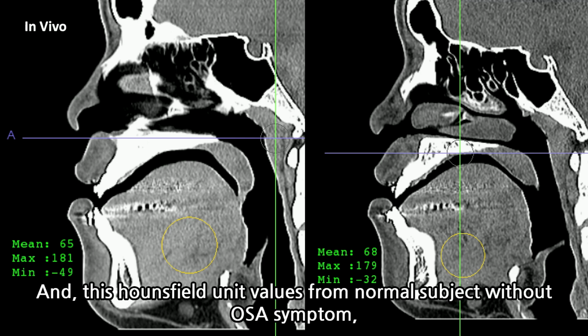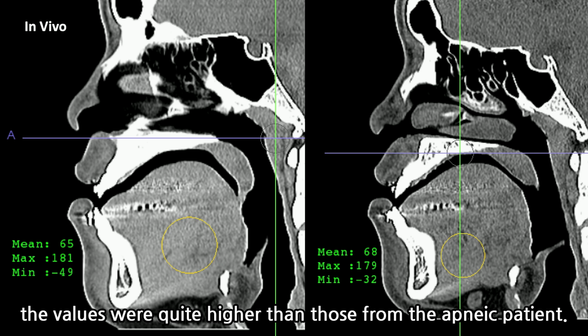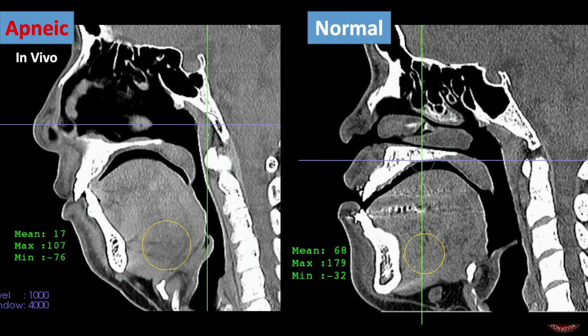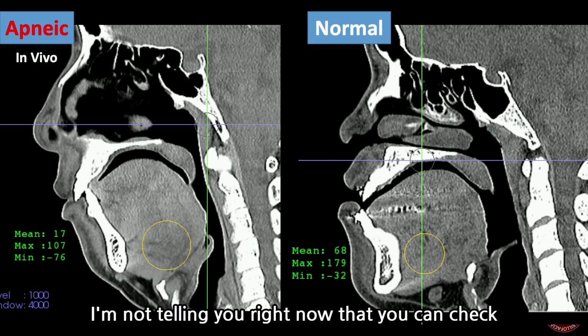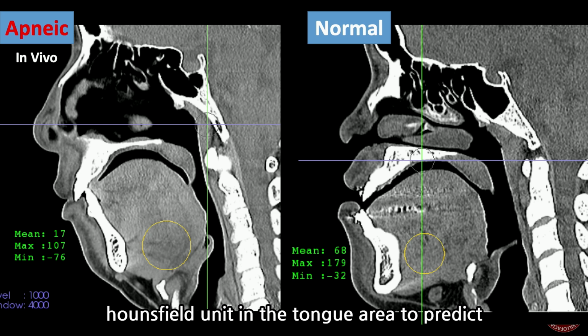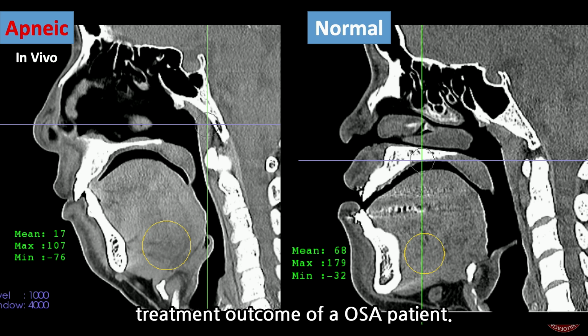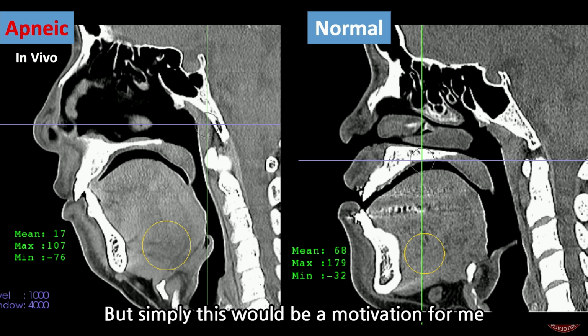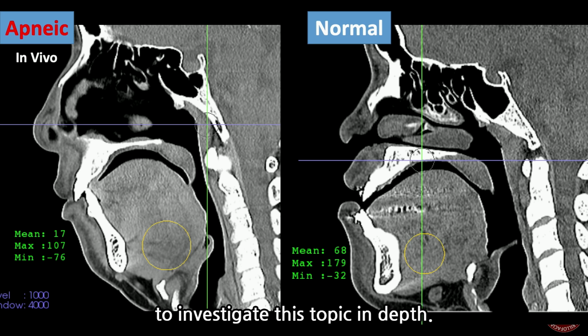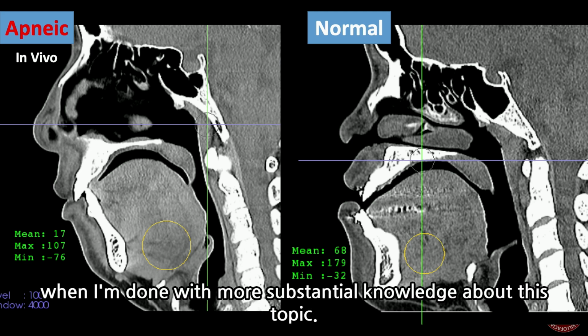And these Hounsfield unit values from a normal subject without OSA symptoms were quite higher than those from the apneic patient. I'm not telling you right now that you can check Hounsfield unit in the tongue area to predict the treatment outcome of an OSA patient. But simply this would be a motivation for me to investigate this topic in depth. Maybe I can come back to you when I'm done with more substantial knowledge about this topic.